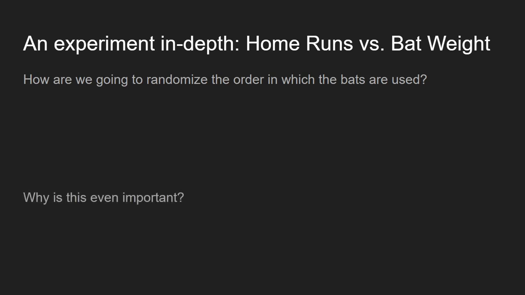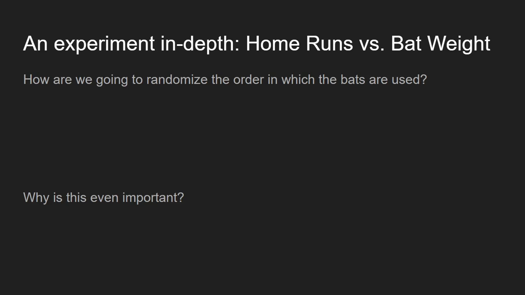Why would it even be important to randomize the order that the bats are being used? Why would that be important? Why wouldn't we want to use one bat all the time and then switch over to the other bat and see what happens? All right? Why would that be important? All right? So let's take a look.